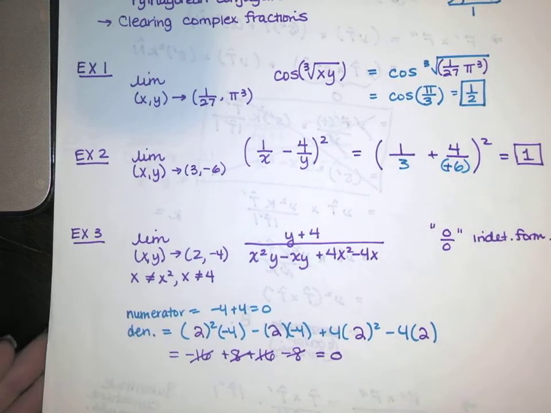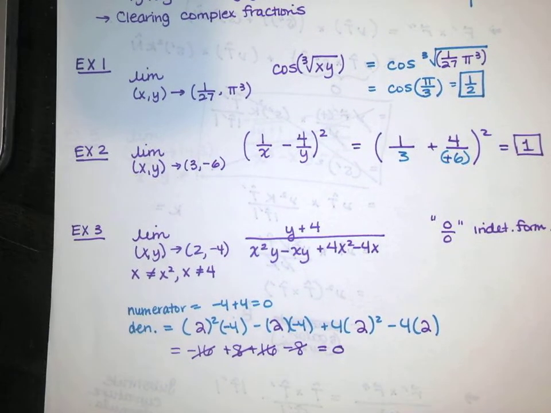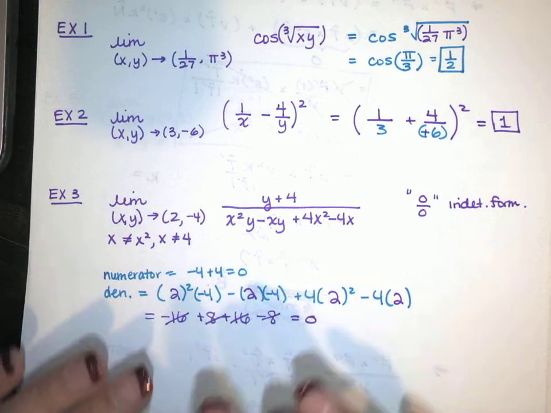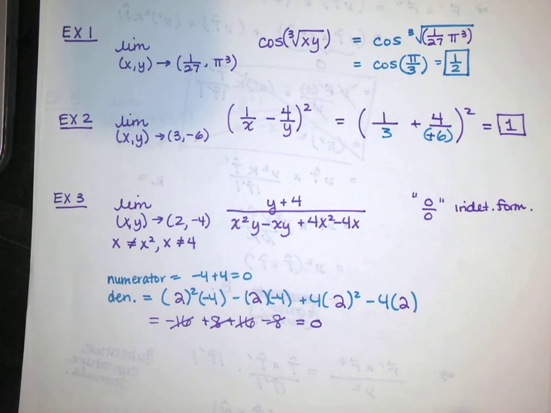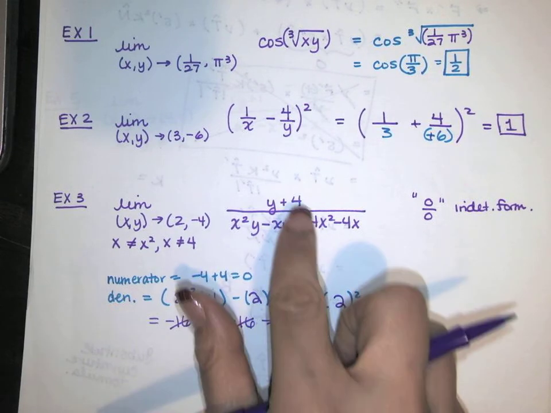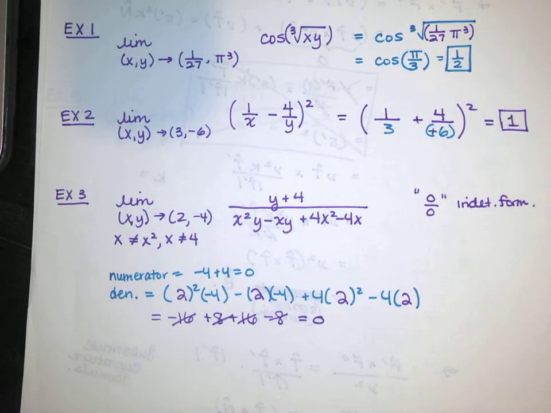Now remember what we did in Calculus 1. If you have a polynomial divided by a polynomial, and we do, these are just powers of x and y, all the powers are positive, they're multiplied together, and then they're added to each other. Anytime you've got a polynomial over a polynomial, it's a rational function. We use the same technique.